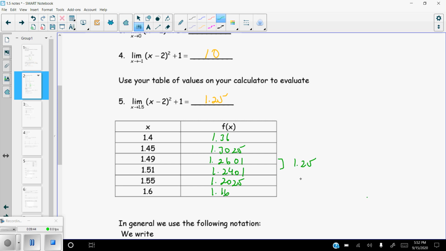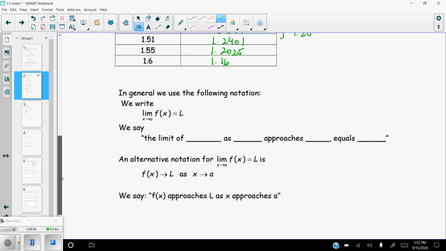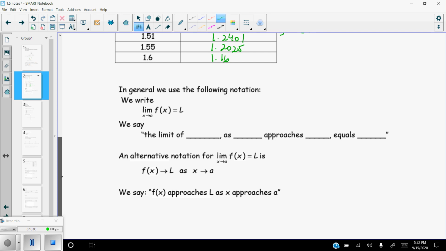And you might think to yourself, well, why is this important, especially if I could just plug it in? There are going to be times where that doesn't work, and you can't just plug things in. So we have to have a more analytical way of figuring this out, and that's what we're doing with these number charts here. So in general, we can use the following notation.